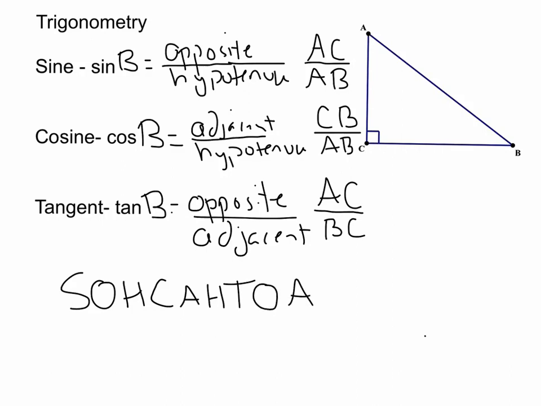This gives us a simple mnemonic device that we can use on a test or a quiz: SOH, CAH, TOA. Sine is opposite over hypotenuse, cosine is adjacent over hypotenuse, tangent is opposite over adjacent. So remember SOHCAHTOA, and it'll help you remember your three trig ratios on tests or quizzes.